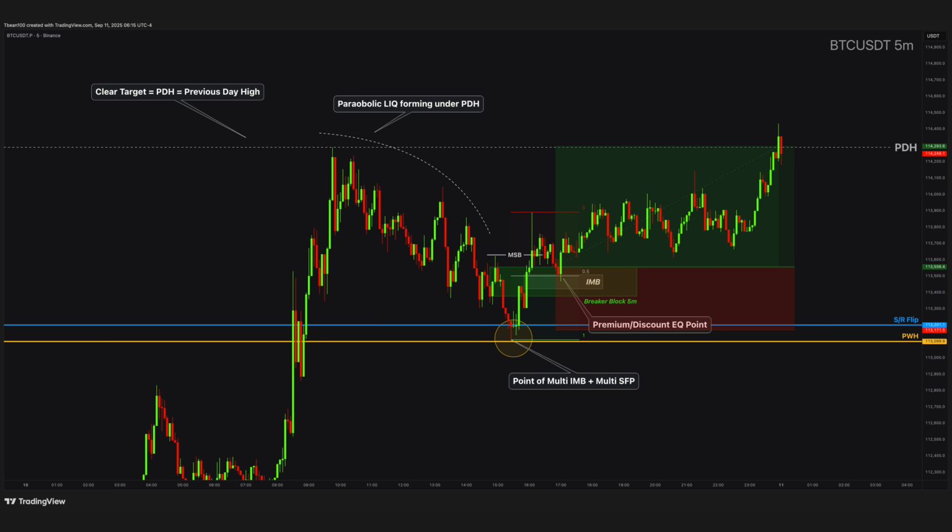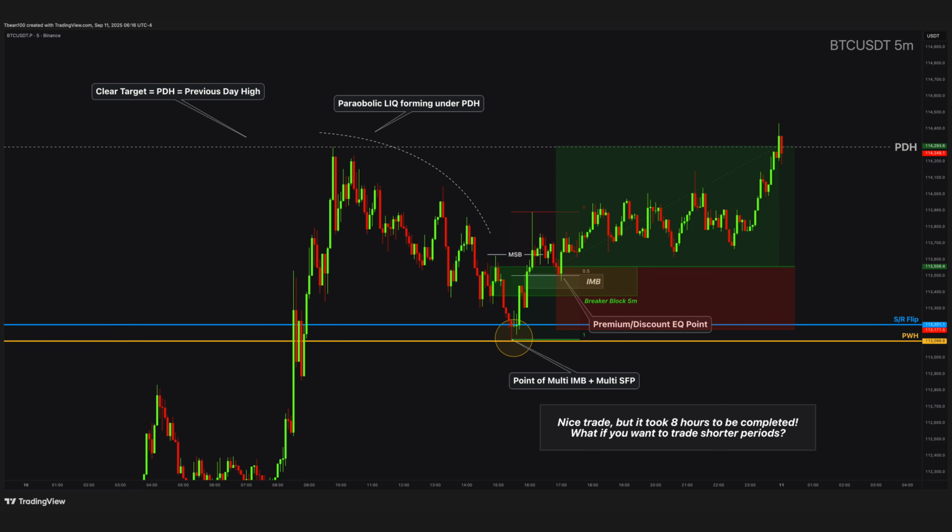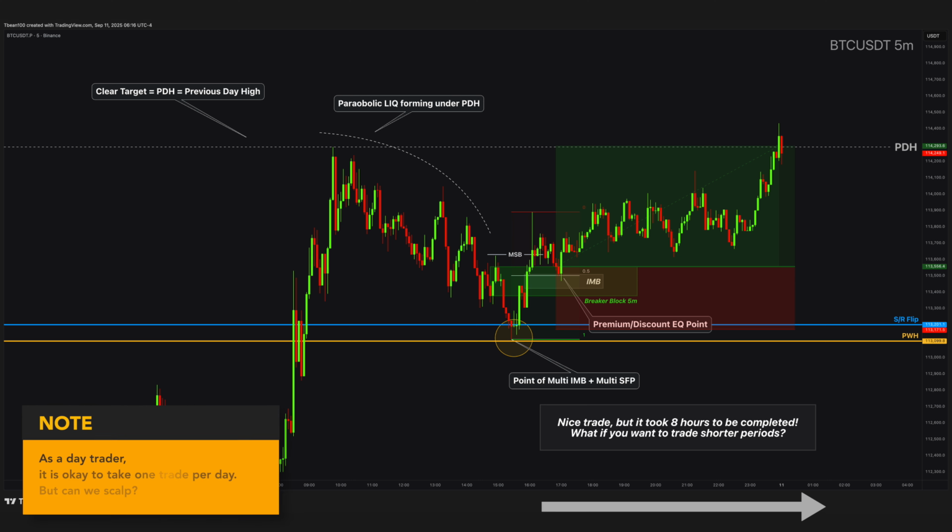However, there is one issue with this trade, and it is something one of my students actually asked me about. If you look at the chart below, you will notice this trade took nearly 8 to 9 hours to fully play out. Now, as a day trader, it is perfectly fine to take just one solid trade per day because it is day trading. After all, you are a day trader, so that approach makes sense. I don't see a major problem with it.